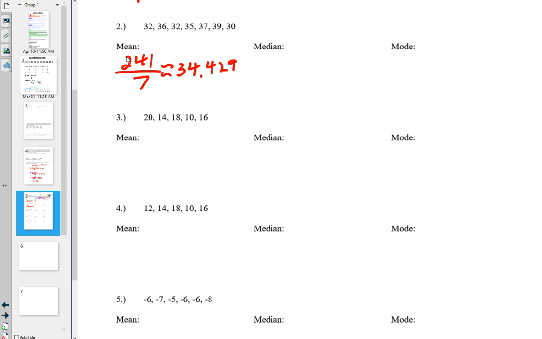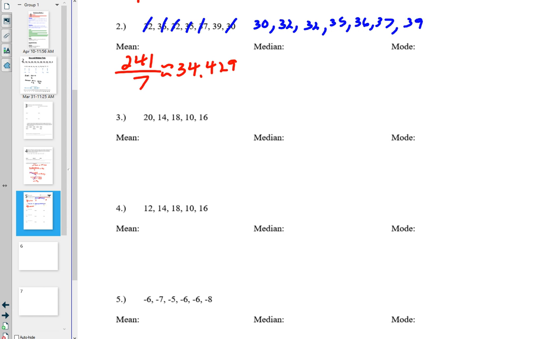And then for median, we gotta put them in order here. This one I'll cross off. So 30, and then 32, and then another 32, and then 35, and 37. No, oops, see? Crossing off helps. 36, and then 37, and then 39. 7 numbers.